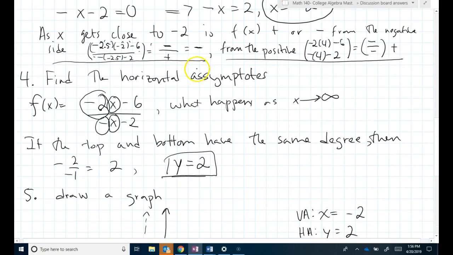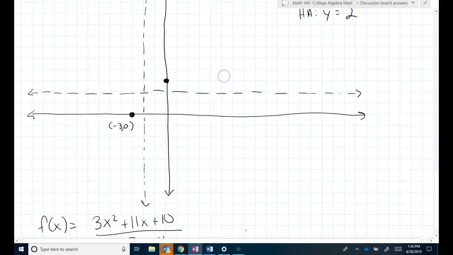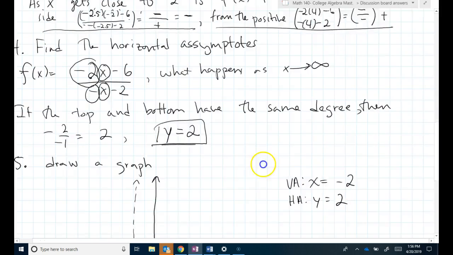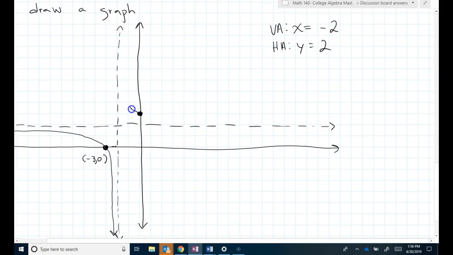And then if you remember, one of the things that we did here was that when we're coming from the negative side, we ended up at negative. So that means that we're going to start at positive up here by the horizontal asymptote, then go through negative 3, 0, and then go down towards the negative side as we get close to x equals negative 2. Then, on the positive side, we're going to get a positive value. So when we're close to negative 2 on the positive side, that means we're going to go up into the positive areas and then down towards our horizontal asymptote, down towards 2.